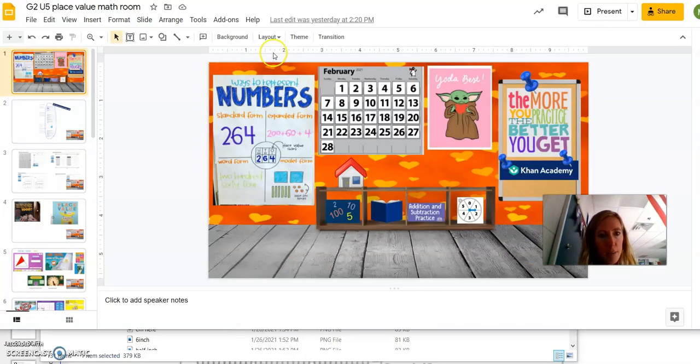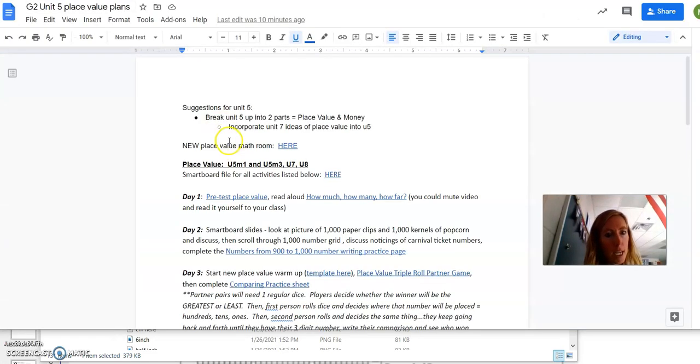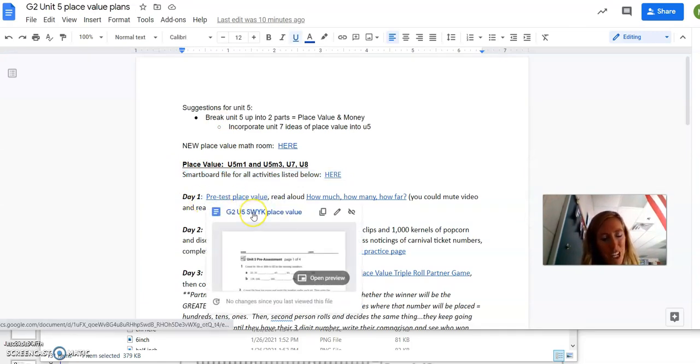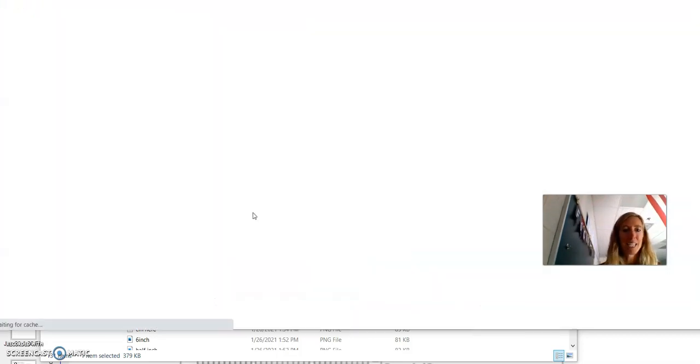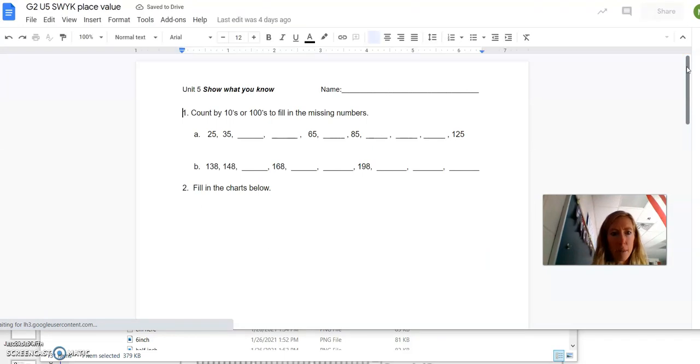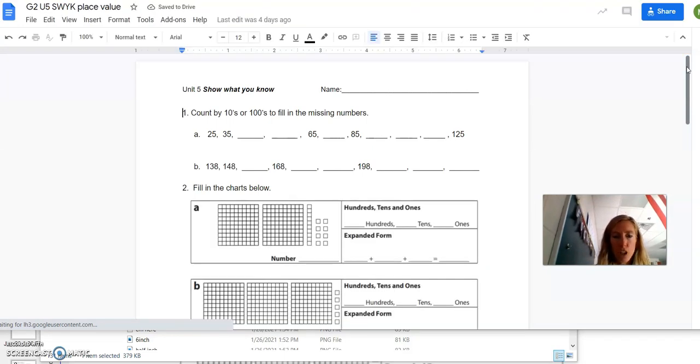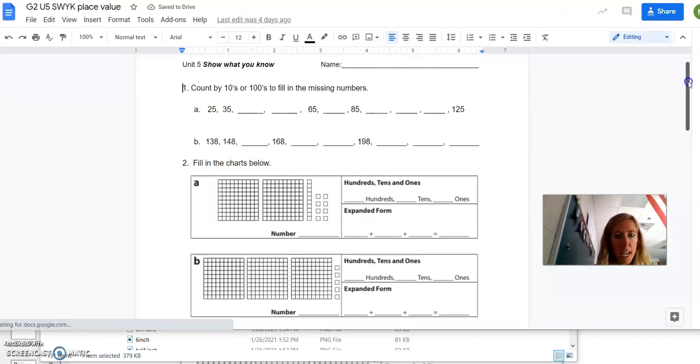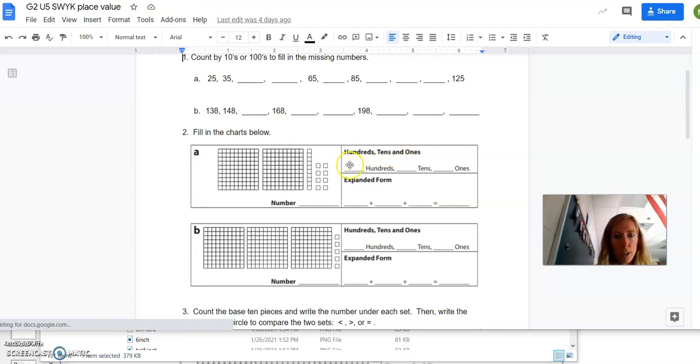All right, I'm going to escape out of the math room and go down here. Smartboard file, going through all these days. So day 1, pretest, and this is again revised from last year. I revised it again. So this is kind of what it looks like. Counting by tens or hundreds, starting off the decade, and then filling in, knowing how many hundreds, how many tens, how many ones, how do we write it in expanded form, what's the number? So all those different forms of number.